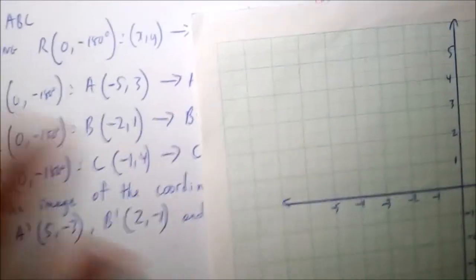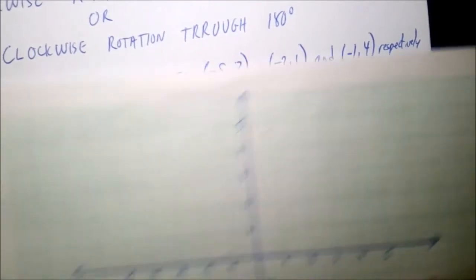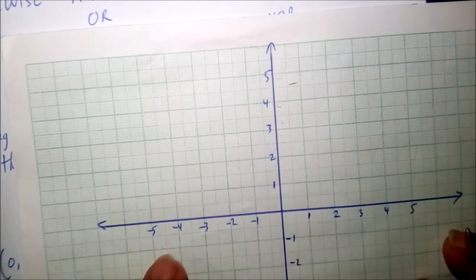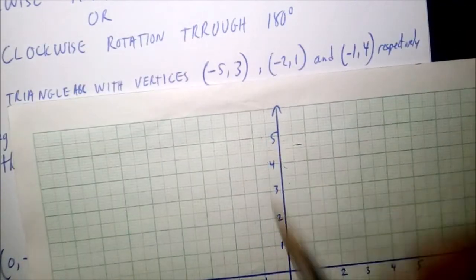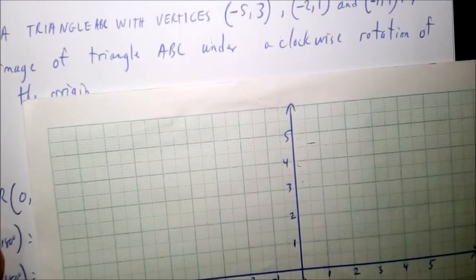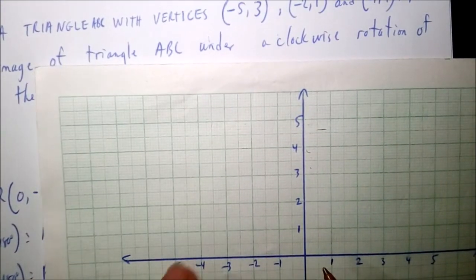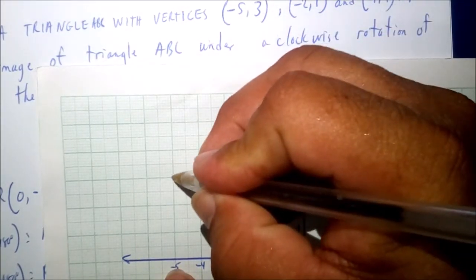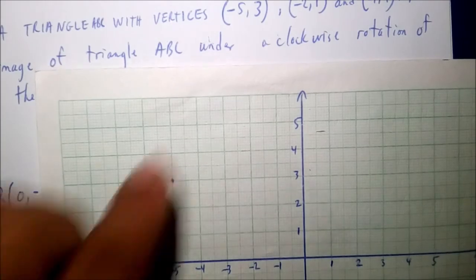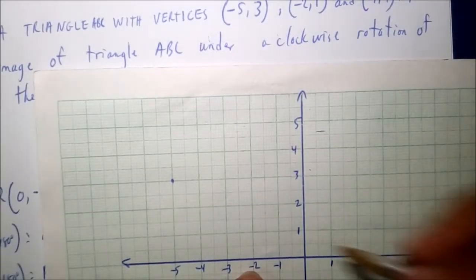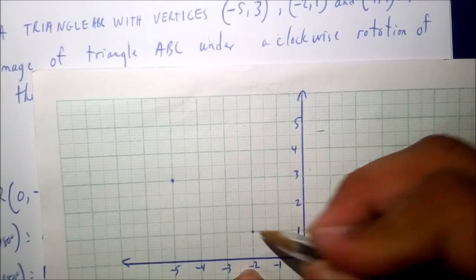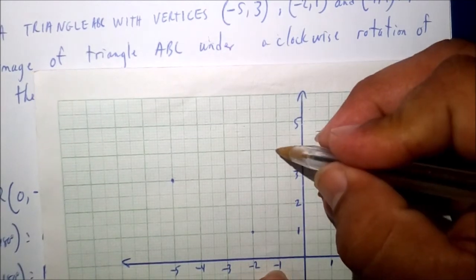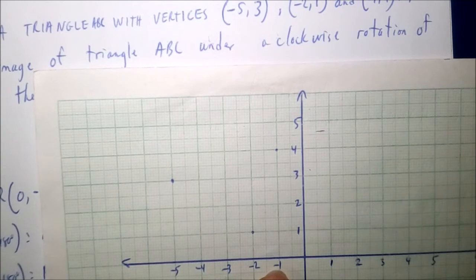Our first point is -5 and 3. So we count on the x values, -5 and +3, and bring it up here. We have -5 and +3, which would be right here. Then we go -2 and 1, which is right here, and -1 and 4, which is right here. Those are the 3 points for our triangle.